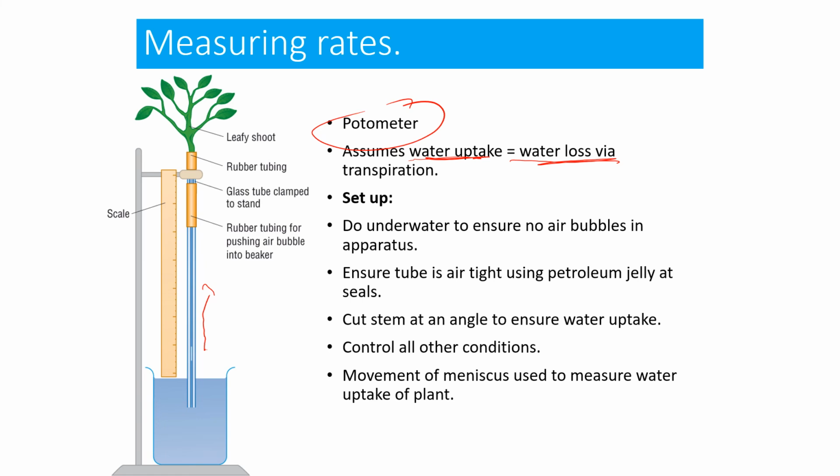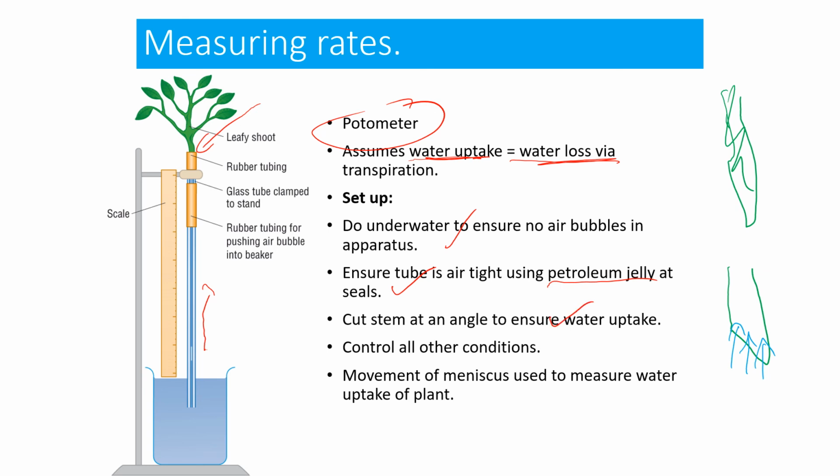But you need to be aware of some of the precautions that you would use to set this up. The first thing is, you need to ensure that when you place the plant into the tubing, you do that underwater. So you have a bowl of water and place it in underwater to make sure no unwanted air bubbles get into the apparatus. You would then use petroleum jelly or Vaseline to seal the joints to stop any air getting in. The stem itself, you wouldn't just place a straight stem in. Your stem would have to be cut at an angle, and that increases the surface area to support water uptake into the plant.